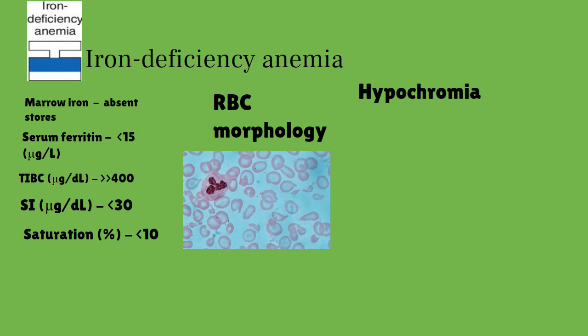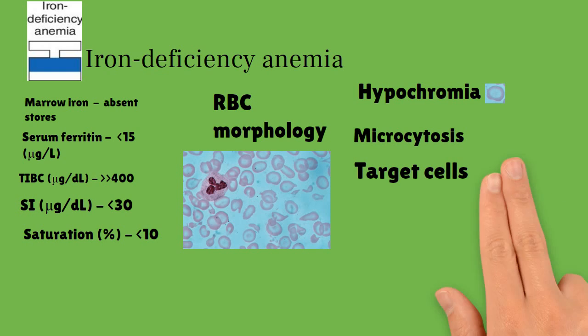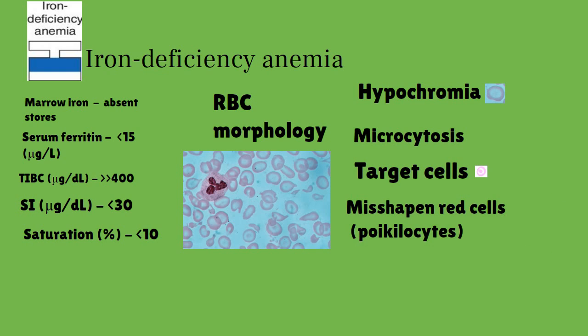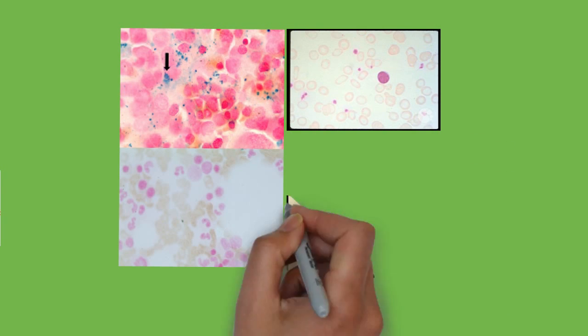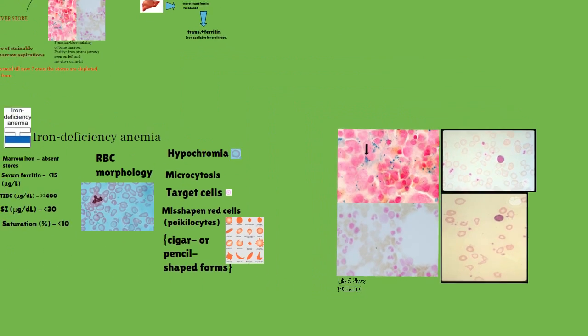And in the last, there are three slides. First represents the stainable and non-stainable iron in bone marrow. The next two will represent the hypochromic microcytic RBCs, and target cells or misshapen cells, and cigar or pencil shaped cells. So that's all for the stages of iron deficiency anemia. We will have to take a new lecture for treatment protocols and some PSM basics of iron deficiency anemia.